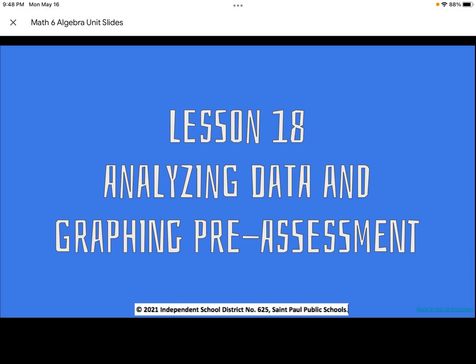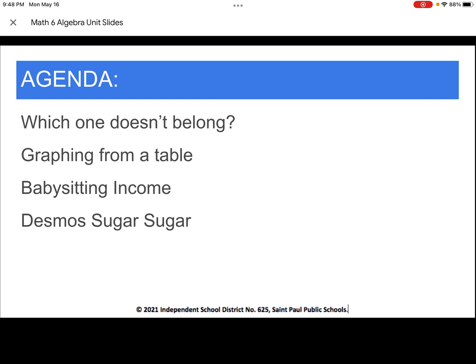All right, lesson 18. Today we're analyzing data and graphing pre-assessment. I need you to do a little, not a test, but like a little quiz to see where we're going. So we're going to do a which one doesn't belong activity. We're going to do a little practice.